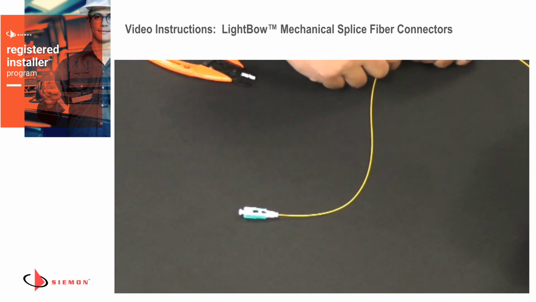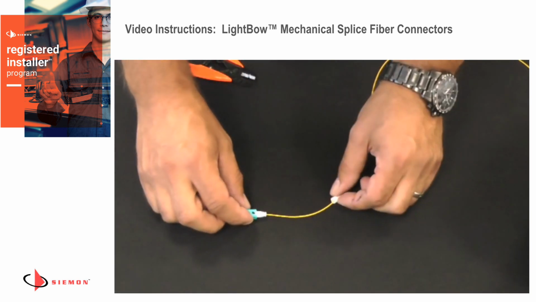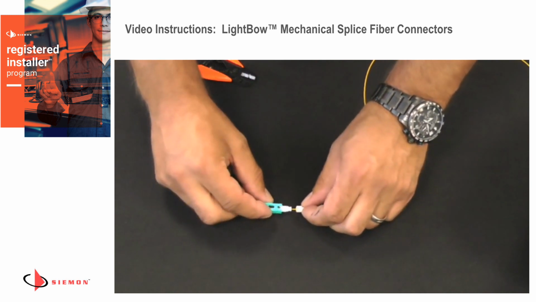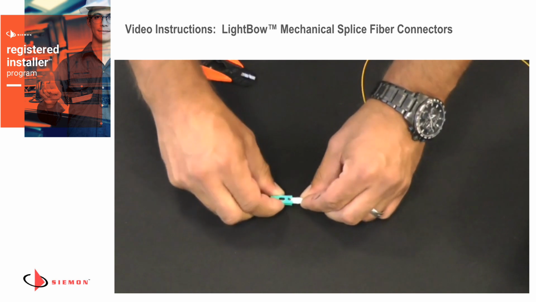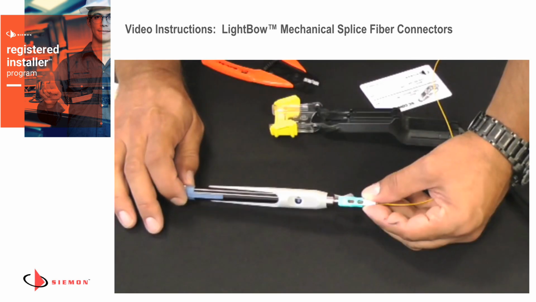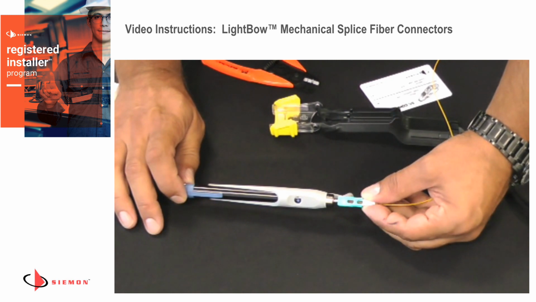Once the quality of the termination has been established, it is now time to finish the connector. Carefully slide the boot onto the connector to avoid damaging the fiber. The VFL can be used for troubleshooting. Notice the VFL window is glowing red, showing an open connection.